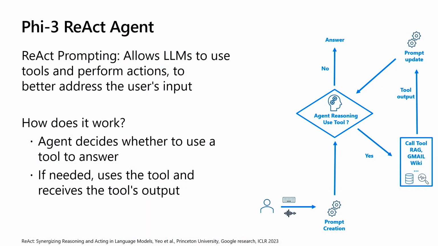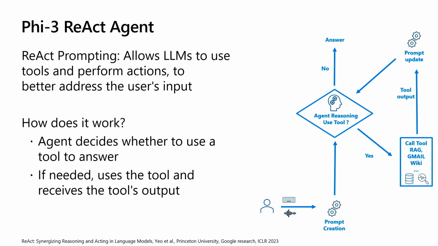Okay, so let's start with the Phi-3 React agent. Prompts are the instructions and context that a user provides to a language model in order to achieve a desired task. It can be chat or question answering. React prompting was first introduced last year by Princeton University and Google Research. It's a new prompting approach, and React stands for reasoning and acting. This method allows the LLM to go beyond simple text generation. It actually allows the LLM to use tools and perform actions to better address the user's input.